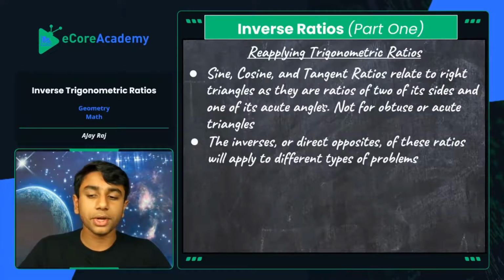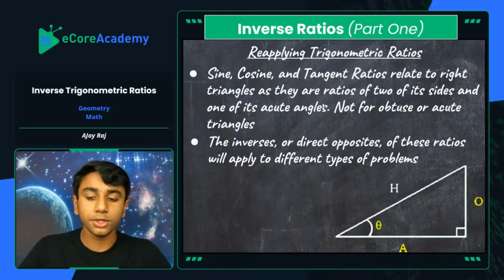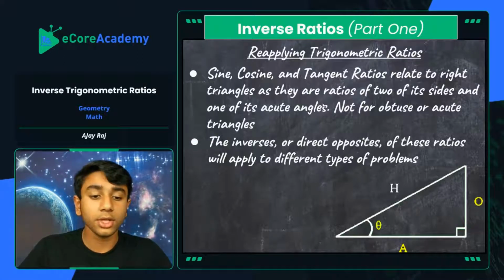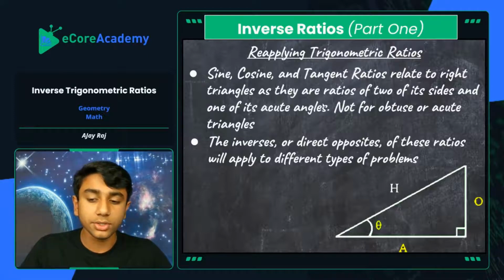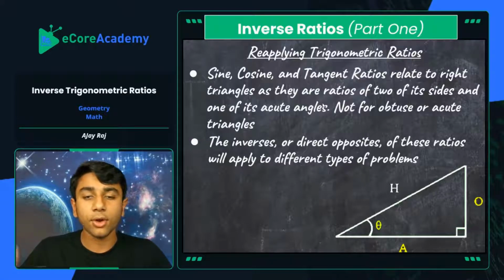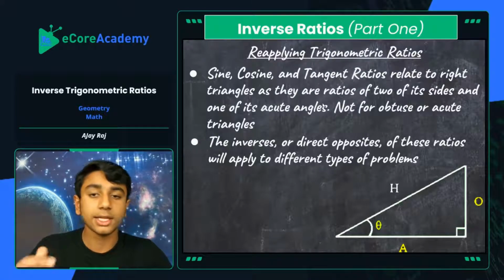So the inverses or direct opposites of these ratios will apply to different types of problems. When you're given your traditional trigonometric ratios, what you're going to be doing is looking solely at the side lengths. So you're not necessarily going to pay attention to the angles. What you're going to do is try and utilize your ratios, such as O over H, A over H, and O over A, or vice versa. You're going to try and utilize those ratios in order to calculate your missing values in your side lengths. And you're also going to try and calculate your missing angle measures. That's how you're going to utilize it.